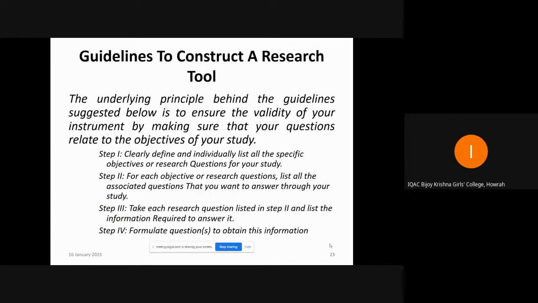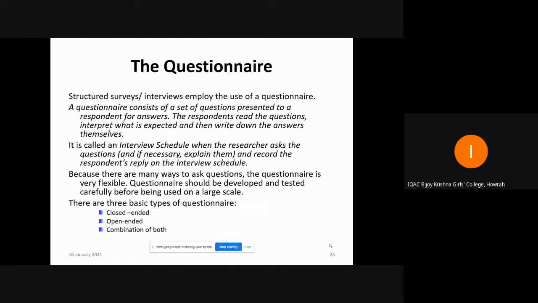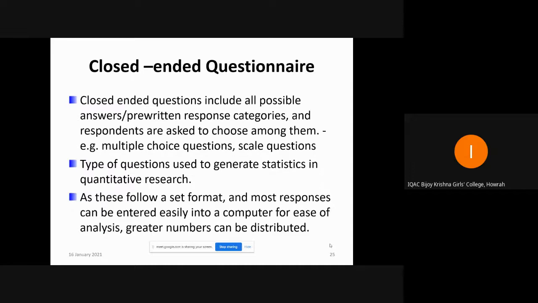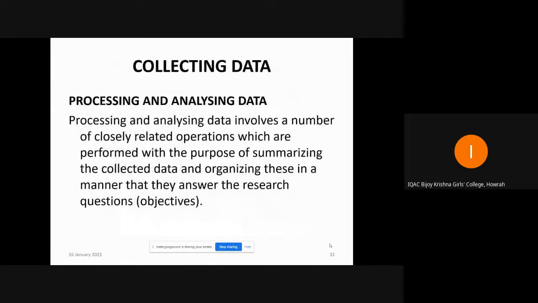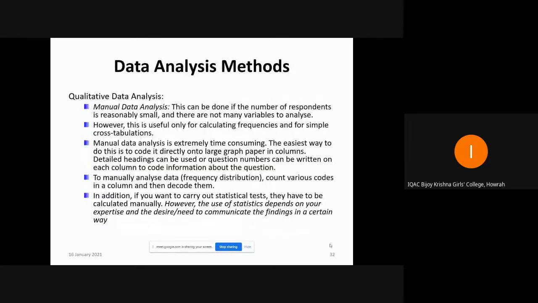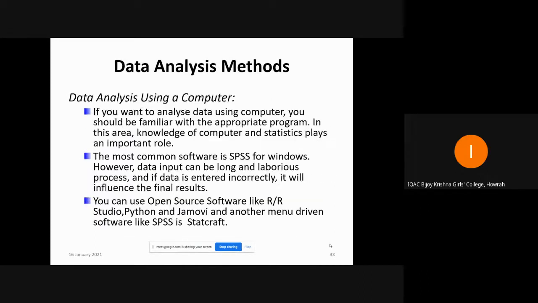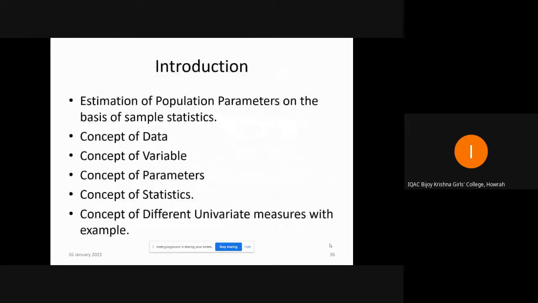Guidelines to construct the research tools: what are the tools for conducting research? There are different types of steps. I'm not going into detail; I'll give my PPT to all of you. And this is questionnaire design, which is basically for primary data. Now today I'll explain data analysis methods for the quantitative part. This is the basic statistics part. Today I'll start.